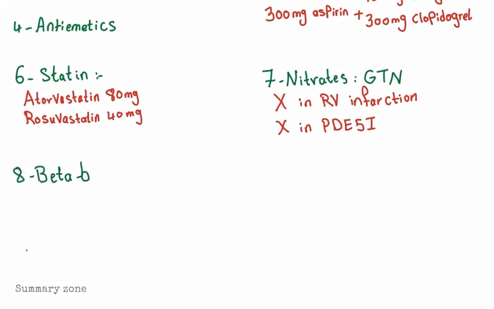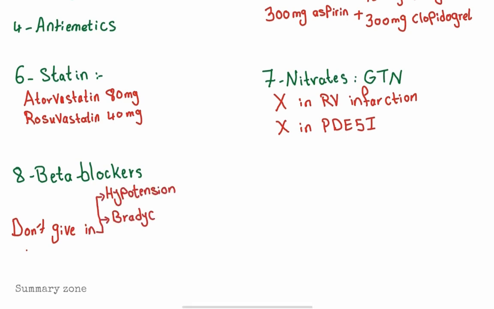Beta blockers. Drugs like metoprolol or bisoprolol can be given. However, do not give beta blockers if the patient has hypotension, bradycardia, a high-degree heart block, or signs of acute heart failure.